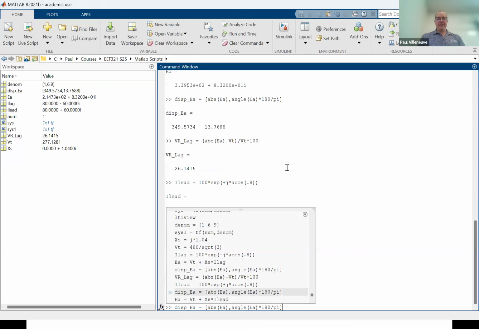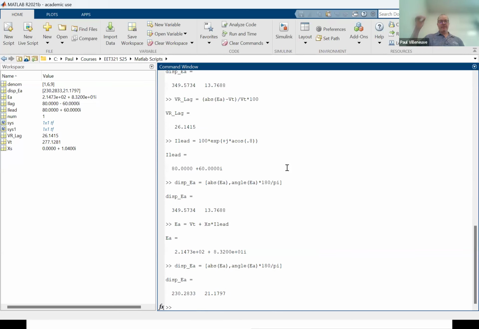Now I'm going to display it. And look at the voltage. It went all the way from 349 down to 230. It is less than the terminal voltage. And that's because reactive power flows from a higher magnitude to a lower magnitude.